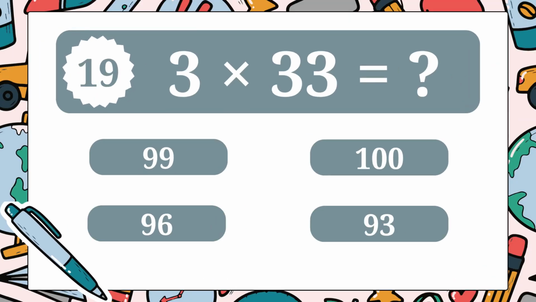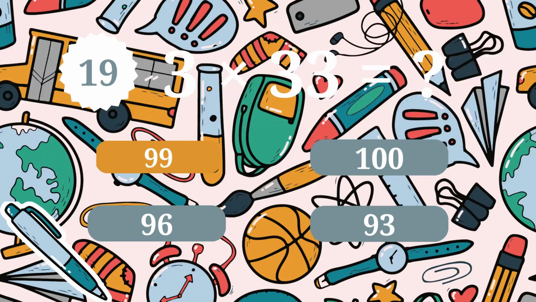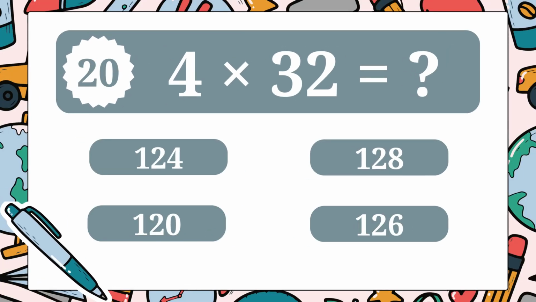Question 19. What is 3 times 33? 99. Question 20. What is 4 times 32? 128.